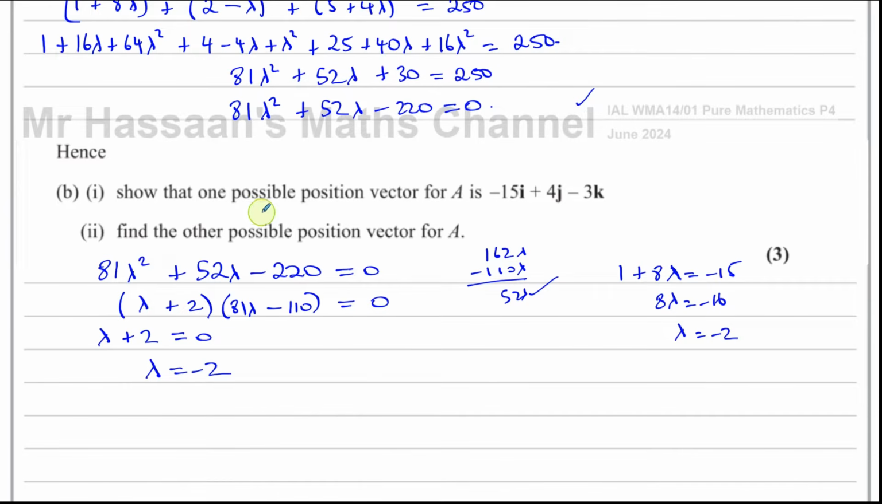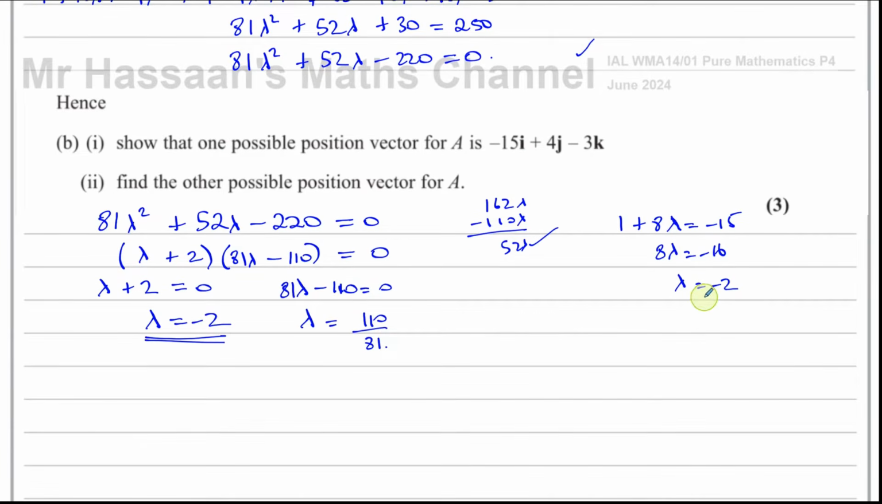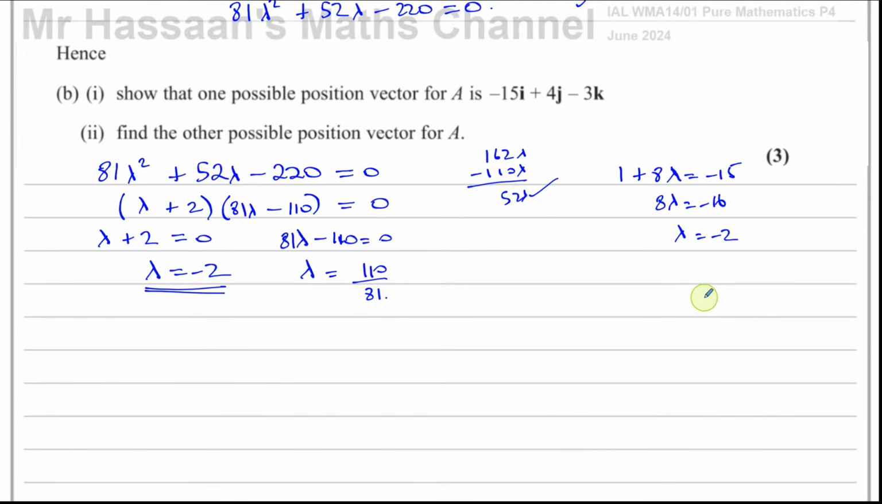So, show that one possible position vector for A is minus 15i plus 4j minus 3k. All right, we have done that first. But let's also write down the other value of lambda. So we have 81 lambda minus 110 equals 0, so lambda is equal to 110 over 81. Now it looks like this is the value that will give us this, as we know already. We've kind of done that already by showing this, but we can now do it properly.